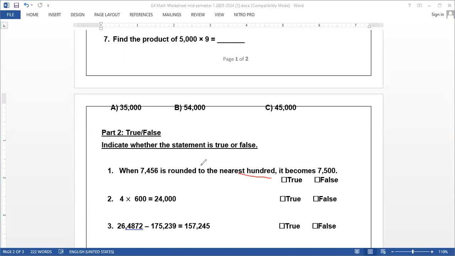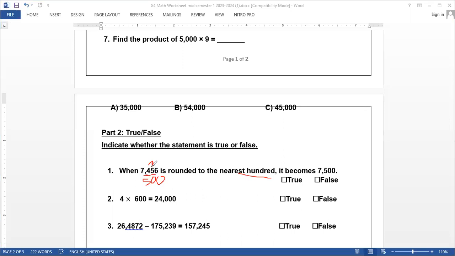Nearest 100, where is 100? Is it 5? No, I'm sorry, 4. Now this 4, we call it the rounding digit. Now we look at the digit on the right of it, which is 5. 5 or more, don't ignore. So this 5 will become 0, and this 6 will become 0 because they are the digits on the right of the rounding digit. But 5 will give 1 to the 4, it becomes 5.